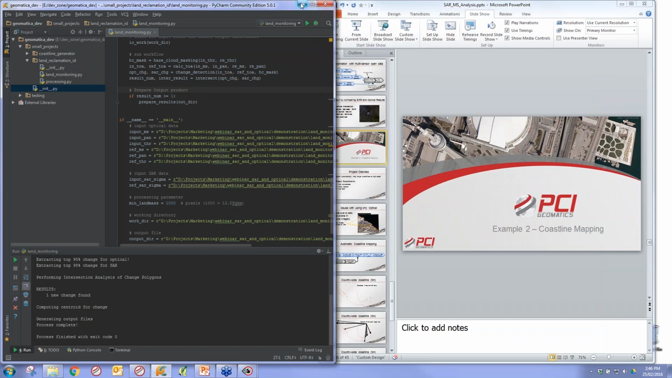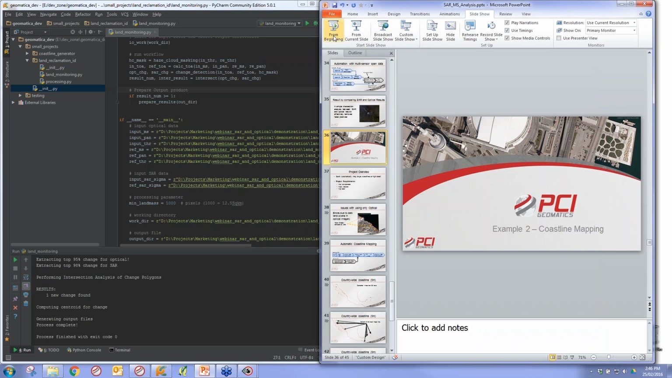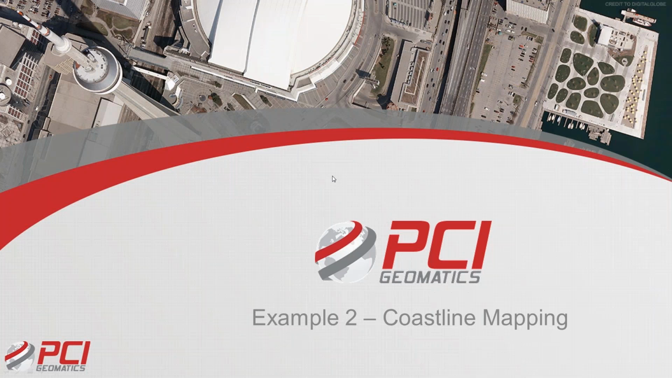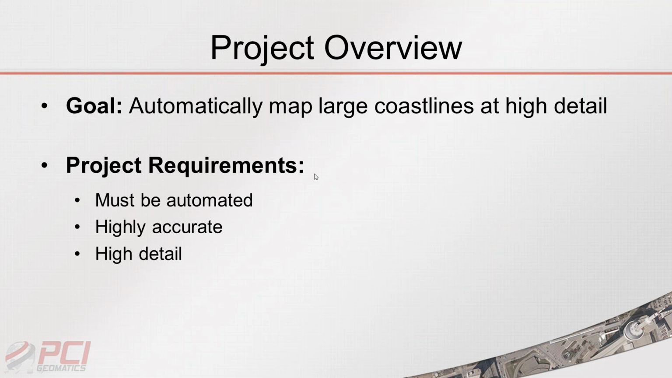So the other thing I want to do is also just explain, this is our last very quick demonstration, just another one where we basically use it to help improve coastline mapping. The project here, the example we want to do, is we want to automatically map large coastlines at high detail. And the project requirements is it must be automated, highly accurate, and high detail.